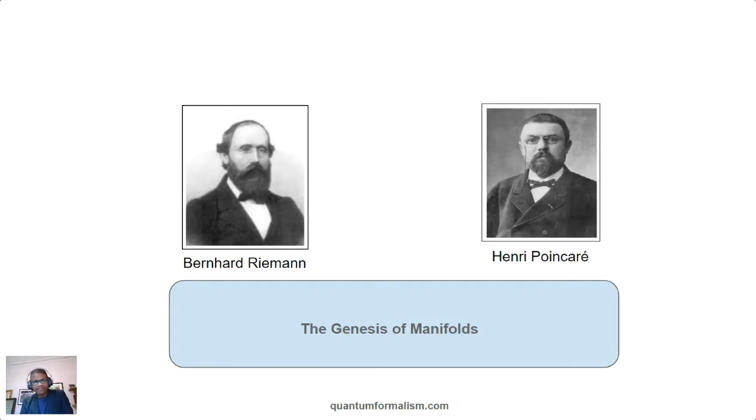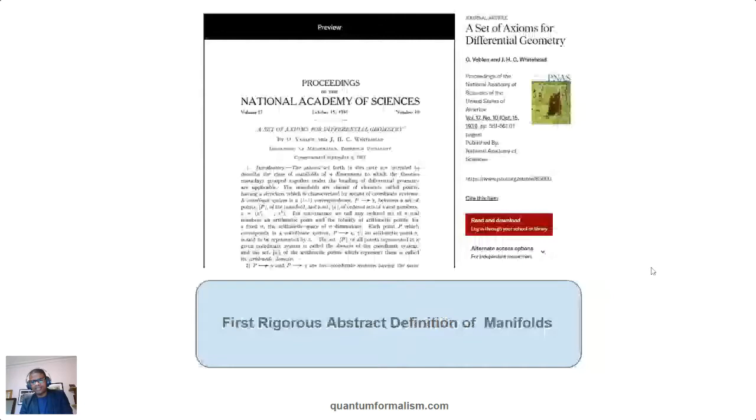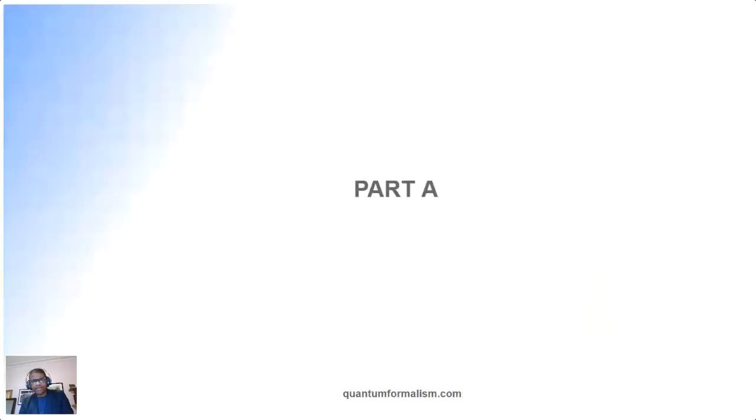Okay, let me go back. I hope you got this. Even though the genesis started earlier, the formalization of the concept of manifold actually started, I believe, with Veblen and Whitehead in their paper called The Axioms of Differential Geometry. You can read about this afterwards. Just to say that these objects, manifolds, have a wide range of impact outside mathematics, particularly in physics. Okay, so let's go to part A.